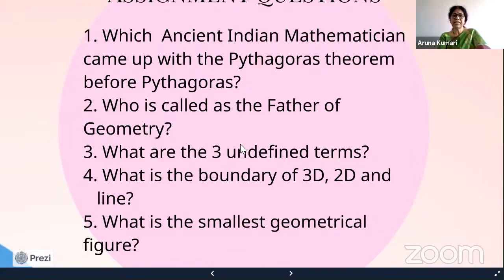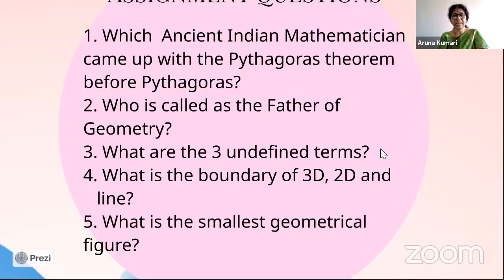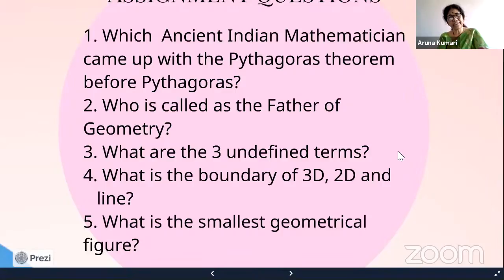And what are the three undefined terms? Just now we repeated again and again. Point, line, and surface. You can say point, straight line, and surface. Why? Because here we are taking straight line only and plane surface only. So point, straight line, and surface are the three undefined terms.